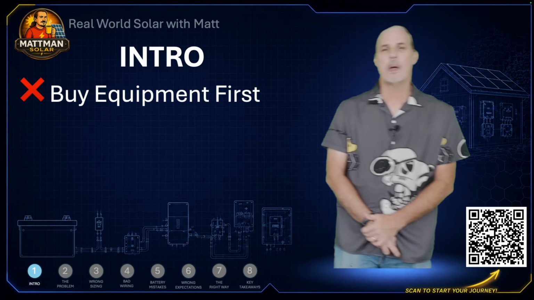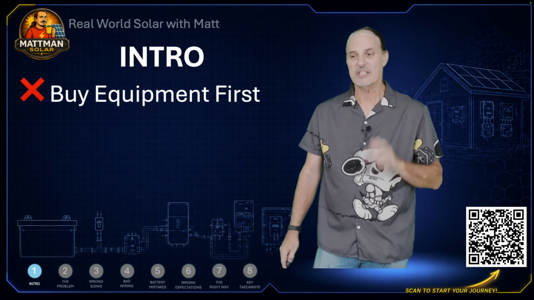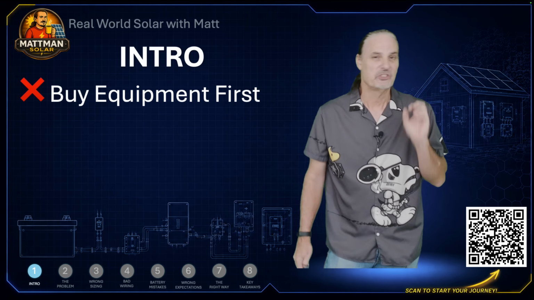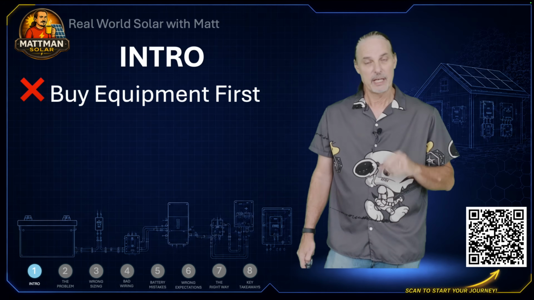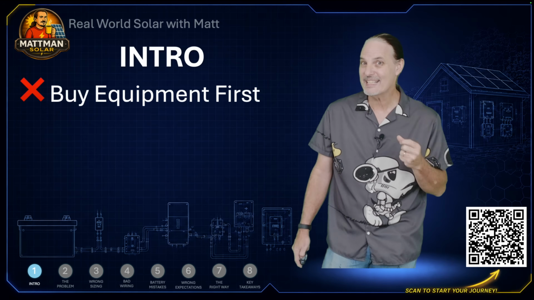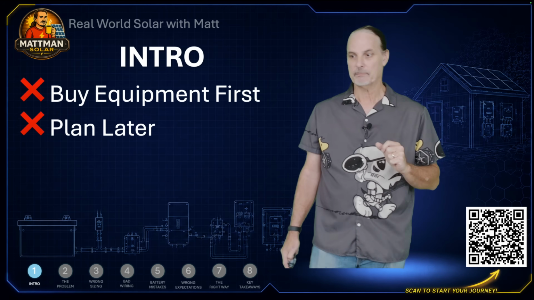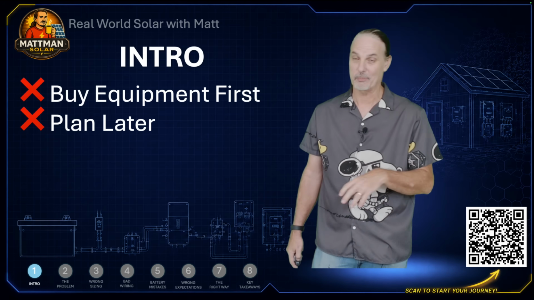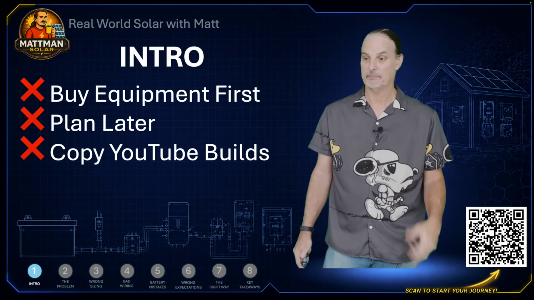First of all, four of the largest mistakes that are made. The first is buying equipment first. People see a deal, they've got to jump in right away and get the deal. A lot of the time this is a mistake because you don't really know that you need that piece of equipment yet, so that might not be such a good idea. Then they plan later after they've purchased the equipment, and that also can lead to problems.